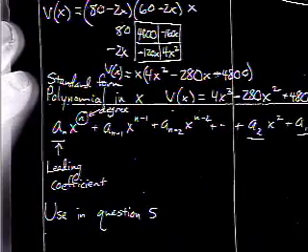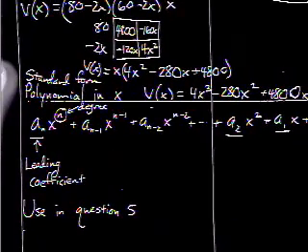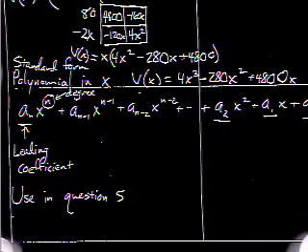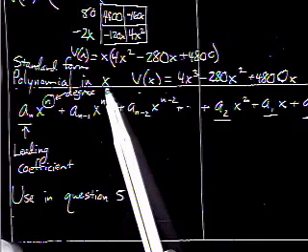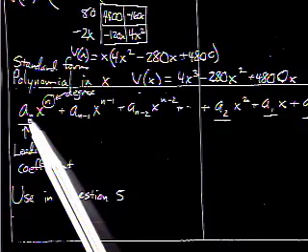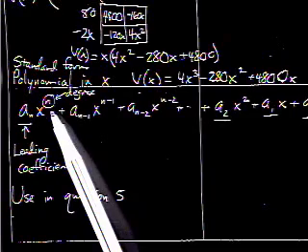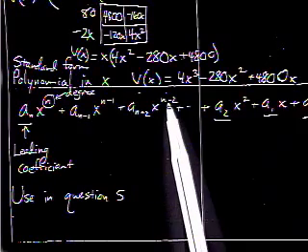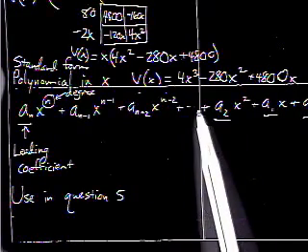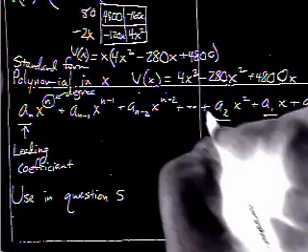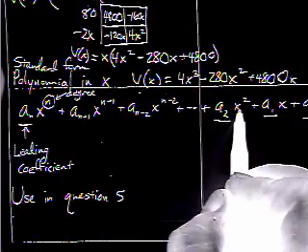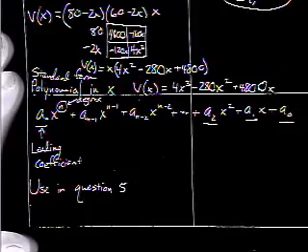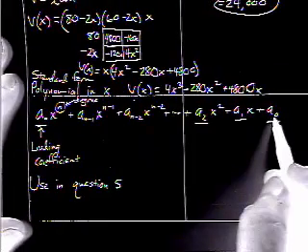Now, the standard form, I'll try to squeeze all this in here. The standard form for a polynomial in x looks like this: a sub n times x to the n, plus a sub n minus 1 times x to the n minus 1, plus a sub n minus 2 times x to the n minus 2, plus dot dot dot, a sub 2 times x squared plus a sub 1 times x plus a sub 0.